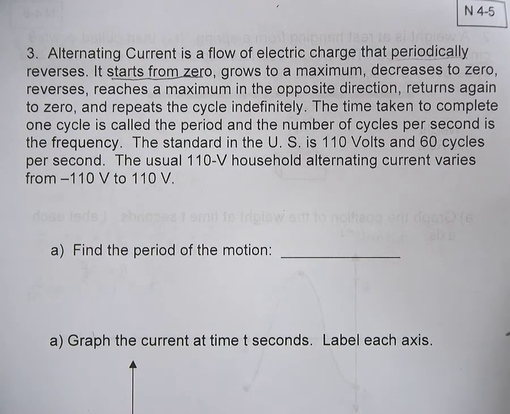The time taken to complete one cycle is called the period, and the number of cycles per second is the frequency.